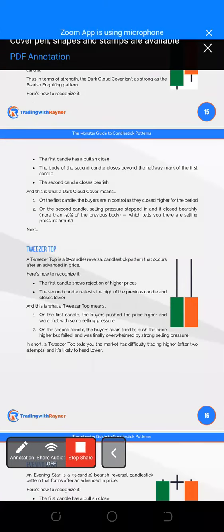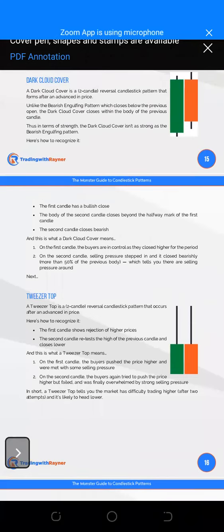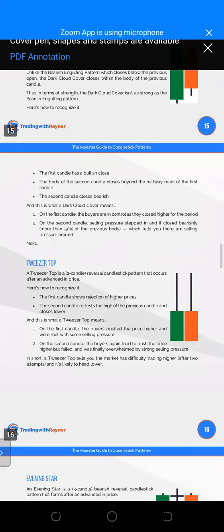So the first candle has a bullish close, that is green color. The body of the second candle closes beyond the halfway mark of the first candle. The second candle closes bearish. And this is what a dark cloud cover means.